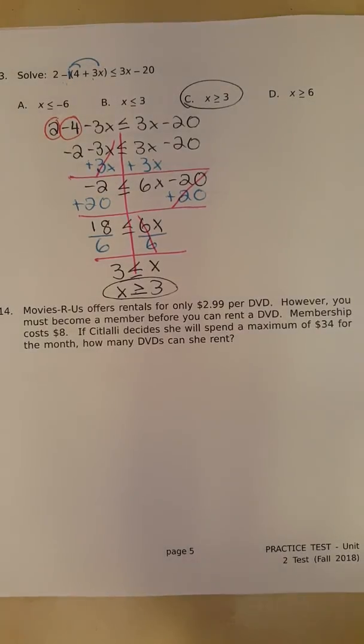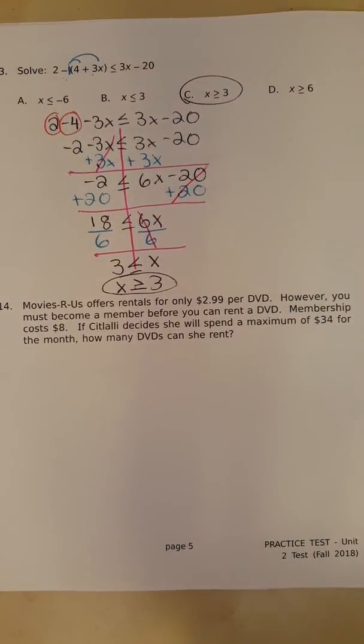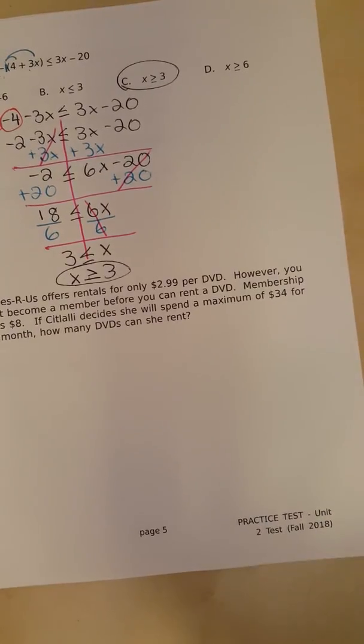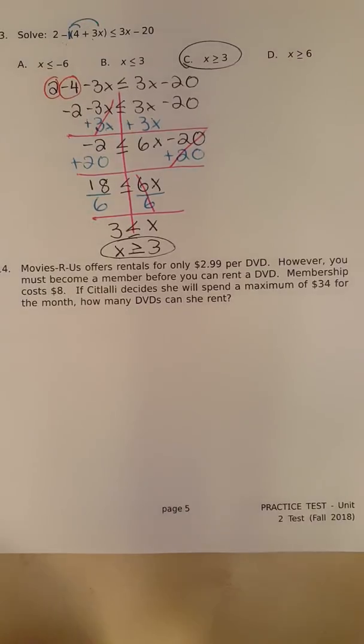All right, so we're going to go ahead and start with part 2 of our video answers to the practice test. And we're on problem number 14. Movies R Us offers rentals for only $2.99 per DVD. However, you must become a member before you can rent a DVD. Membership costs $8. So, if Satali decides she will spend a maximum of $34 for the month, how many DVDs can she rent? So let's start with this.